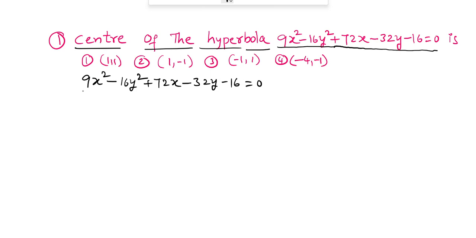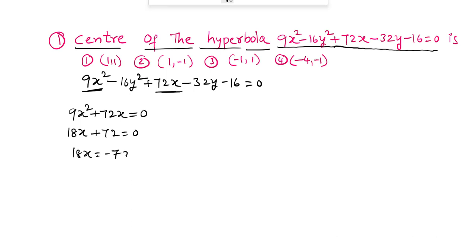First, pick up the x terms: 9x² is an x term and 72x is an x term. Write this down: 9x² + 72x = 0. Take the differentiation with respect to x. This is 18x + 72 = 0. From this, 18x = −72, x = −72/18. Four times cancelled. Therefore, x = −4.